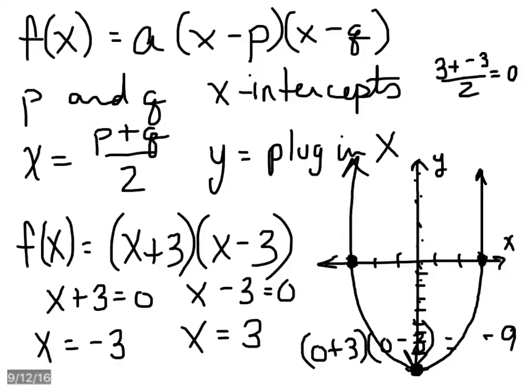So when you get to problems like this, whatever's inside the parentheses set equal to 0, and that's your x-intercepts. Then find the halfway point. That's your axis of symmetry. Then put that number in, and that will give you what your vertex is.